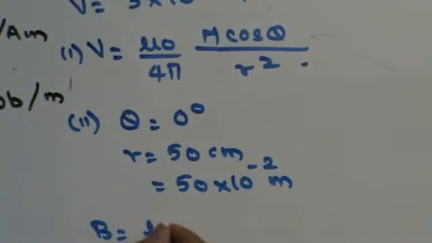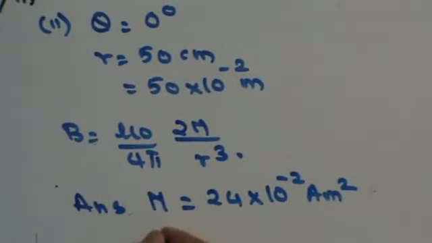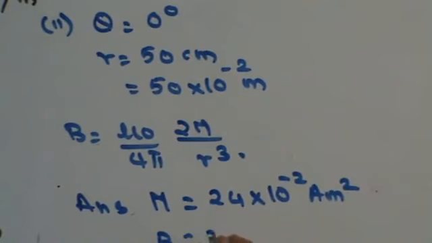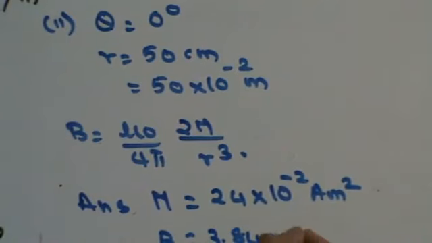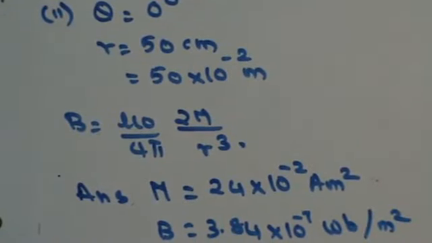Magnetic induction is mu 0 upon 4 pi. Now along the axis, that is going to be 2m upon r cube. Magnetic moment you would have found out from part 1, r is given to you, theta was 0, so you should be able to get this answer. You will get magnetic moment as 24 into 10 raised to minus 2 ampere meter square, and magnetic induction is 3.84 into 10 raised to minus 7 Webers per meter square. Next, take down next one please.